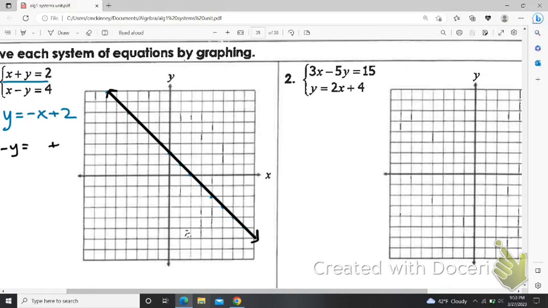My negative sign went right into my equal sign. And then everything in this one needs to be divided by -1. So a lot of you already know that just means all of your signs are going to switch. So for this one, I will start at -4, and I'll be going up 1 and over 1.